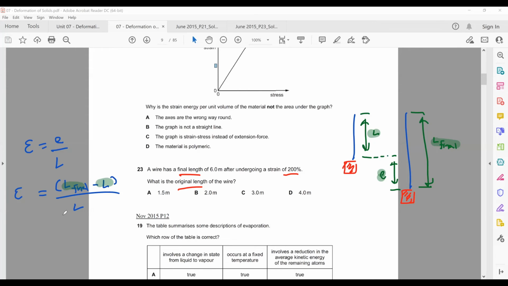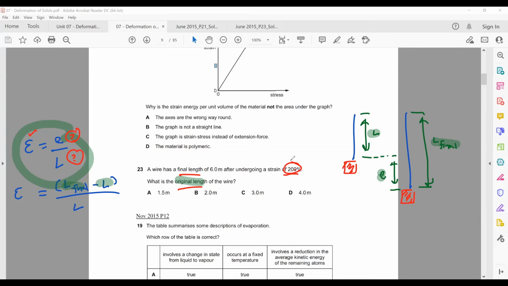Okay, so I can also say that the question wants the original length of the wire. Because right now, if you try to use this, you have two unknowns. You know the strain, but you do not know the extension, and you want to find the original length. You cannot solve from this one. But if you change it to this form, strain is known, final length is known. This one is the only unknown. So you can solve to find the answer. Okay, so you're still using the same equation, but you just need to manipulate it a little.